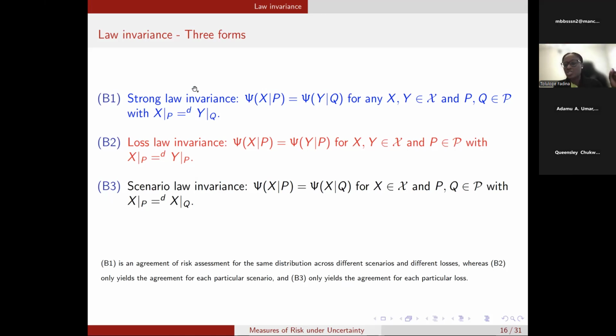But when you look at strong law invariance and scenario law invariance, you can't apply them. For example, scenario law invariance is saying, I have a portfolio during COVID, the same portfolio after COVID, and I want to assign the same risk value to these two portfolios. It's not realistic. A risk analyst is not going to do that. You're going to apply more risk to that portfolio during COVID than you would assign to it after COVID. So I agree with what you just said, and that explains why strong law and scenario law don't really come highly recommended in terms of application, unlike the loss law invariance, which seems to be more practicable.